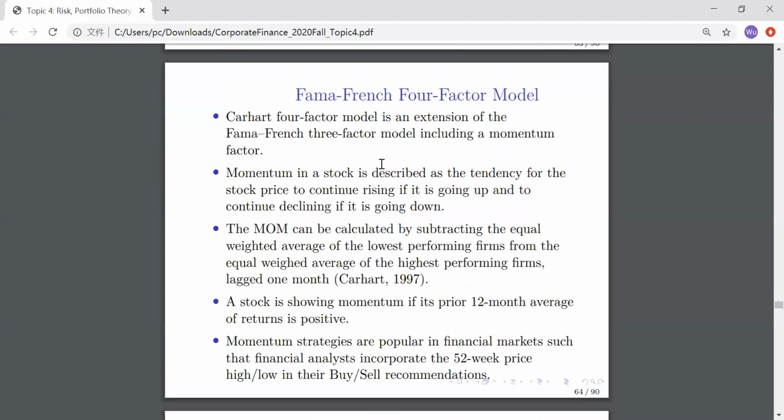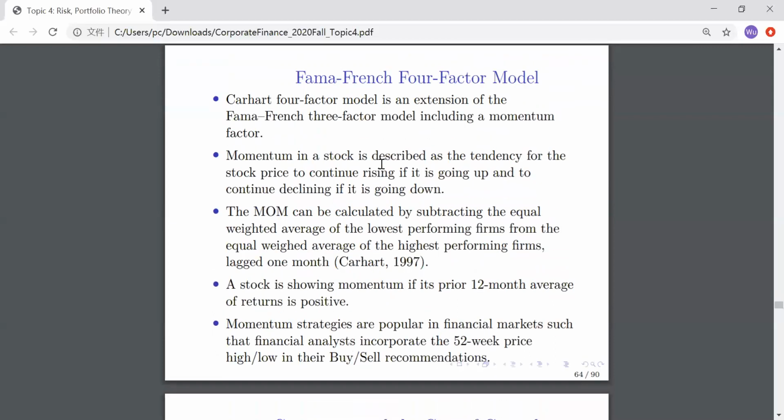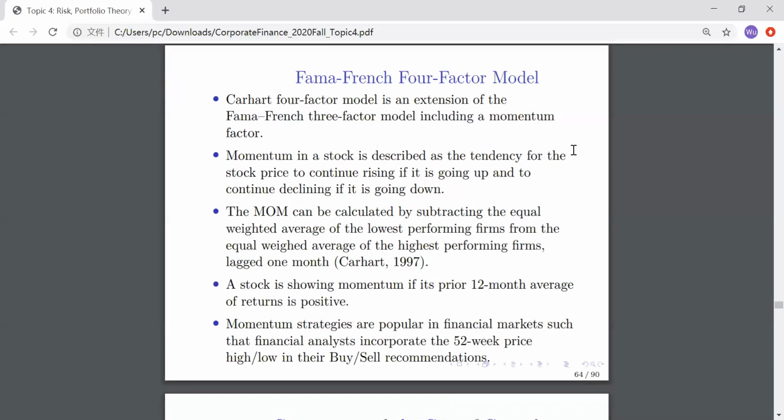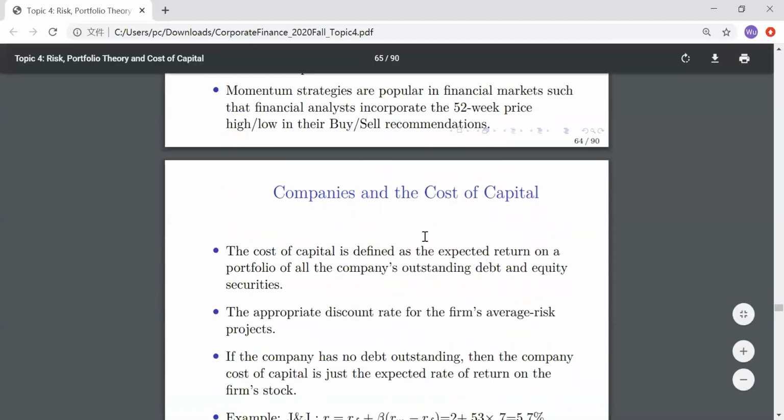And also, there's a Fama-French four-factor model that was developed later, right? Basically, it includes another factor called the momentum factor, right? That is the tendency for the stock price to continue rising if it's going up and to continue declining if it's going down in the recent past, right? So they find that this factor can explain the returns dramatically as well. So you can take a look at the slides here.